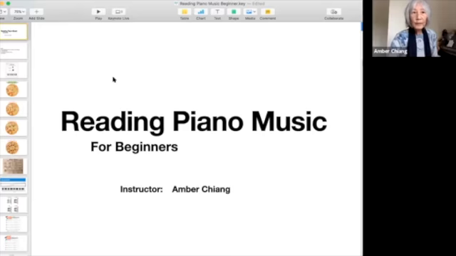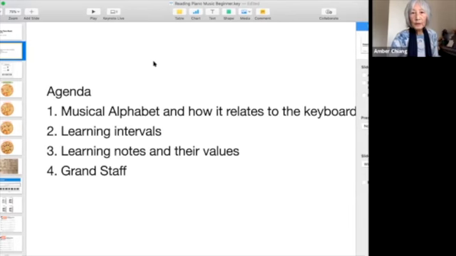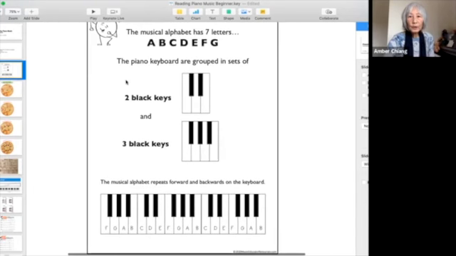Here we go. Reading piano music for beginners. Today we're going to cover the musical alphabet and how it relates to the keyboard, learning intervals, which is really important when reading music. It really helps to find out what the notes are. Then we're going to learn note values, the notes and their values. And then we're going to take a look at the grand staff and discuss that and also try playing a piece. The first thing is the musical alphabet.